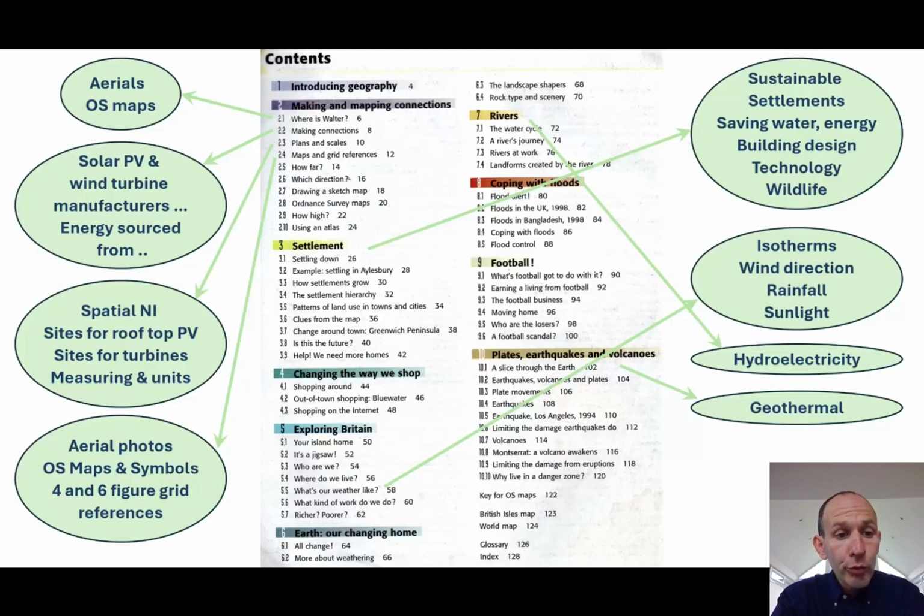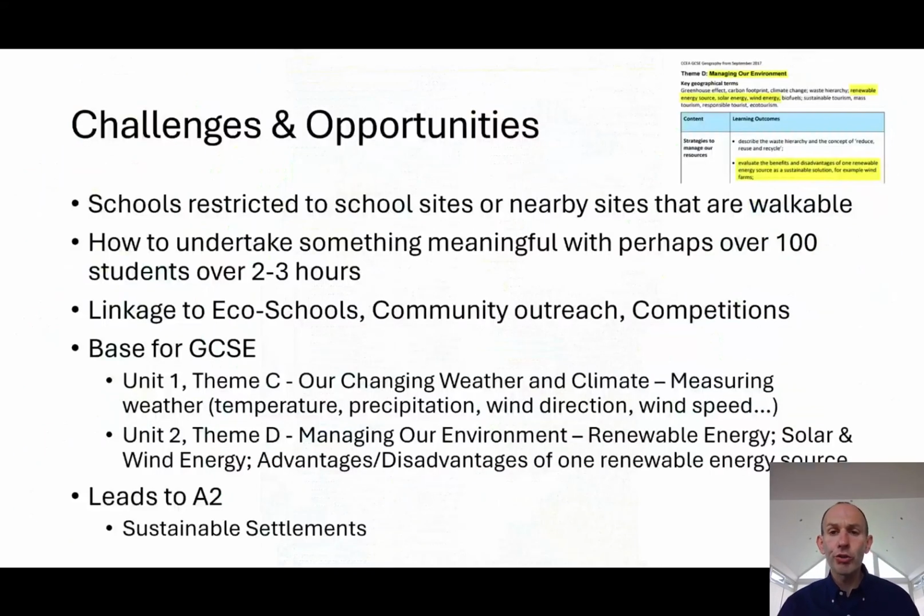We can also look at roofs. We can look at open sites, we can measure things, we can do whatever we need to do. We'll also be using aerial photographs, ordnance survey maps, and looking at 4- and 6-figure grid references as well. We can see sustainable settlements, building design, or climate, hydroelectricity, geothermal. All these things are possible and highly linked to the Key Stage 3 curriculum that our students are going through.